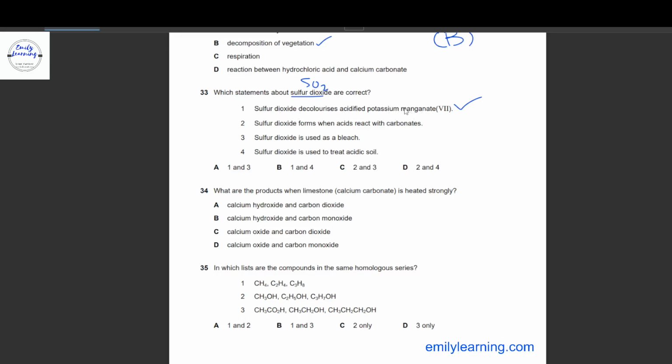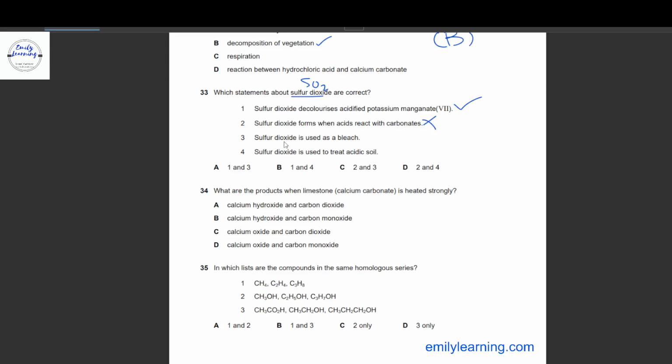This one is under the chapter on redox reactions. So sulfur dioxide can decolorize potassium manganate. Then sulfur dioxide forms acid when it reacts with carbonates. No. Sulfur dioxide is already an acidic gas, so it will not react with carbonates. So sulfur dioxide forms acid when it reacts with carbonate? No, it forms a salt.